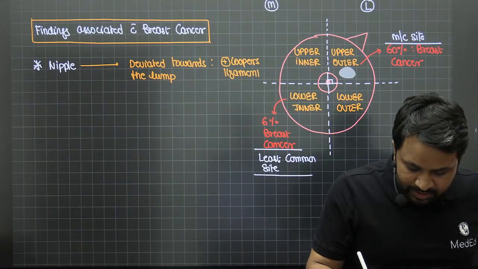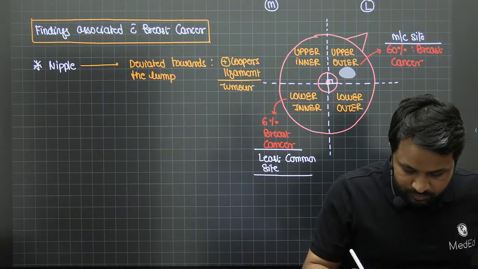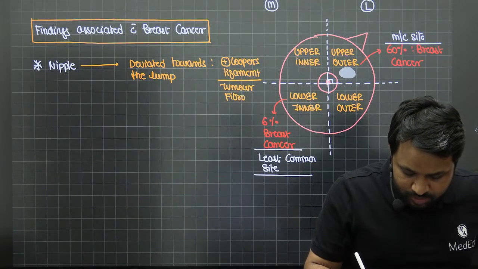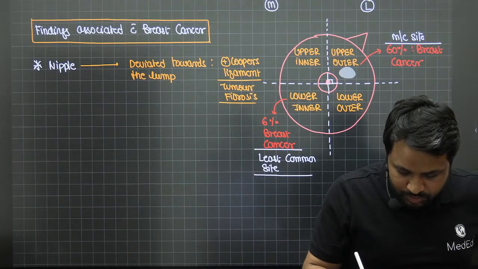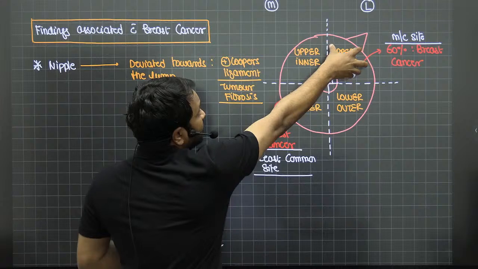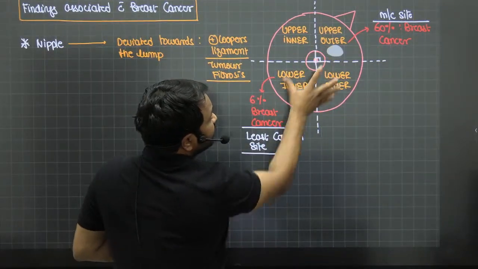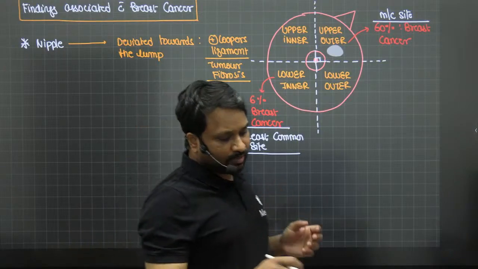And second, it is associated with tumor fibrosis. Wherever there is fibrosis, the tissue is going to condense. And the condensation of tissue, let's say if the condensation is occurring in the upper outer quadrant, obviously everything will move towards here, no? And that condensation will result in movement of the nipple towards the lump. As simple as that. Okay?